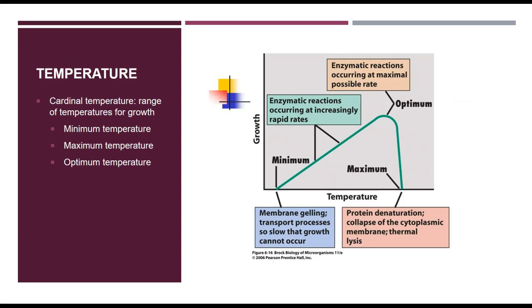Once we reach maximum temperature, proteins begin to denature, the cytoplasmic membrane is going to collapse, and we have thermolysis. The cell is going to rupture. So our organisms are really looking for places within the environment at this optimum or just below optimum temperature range.